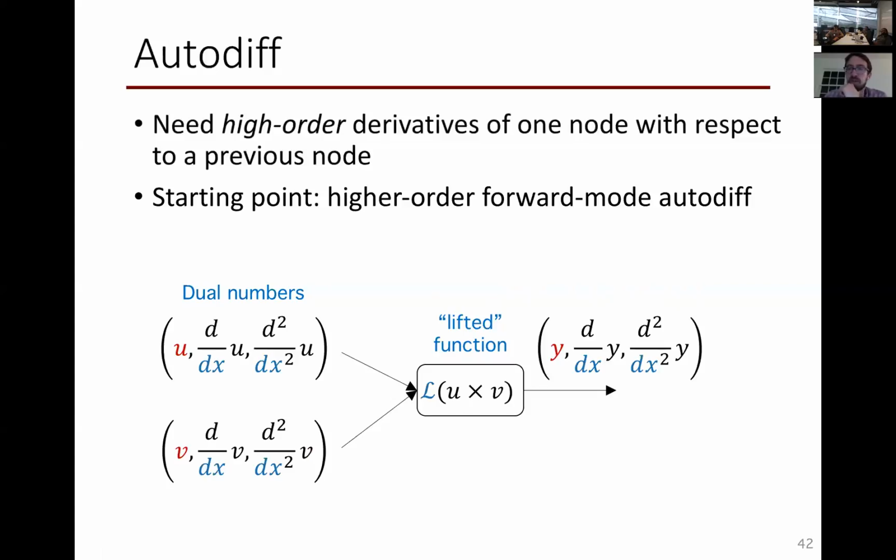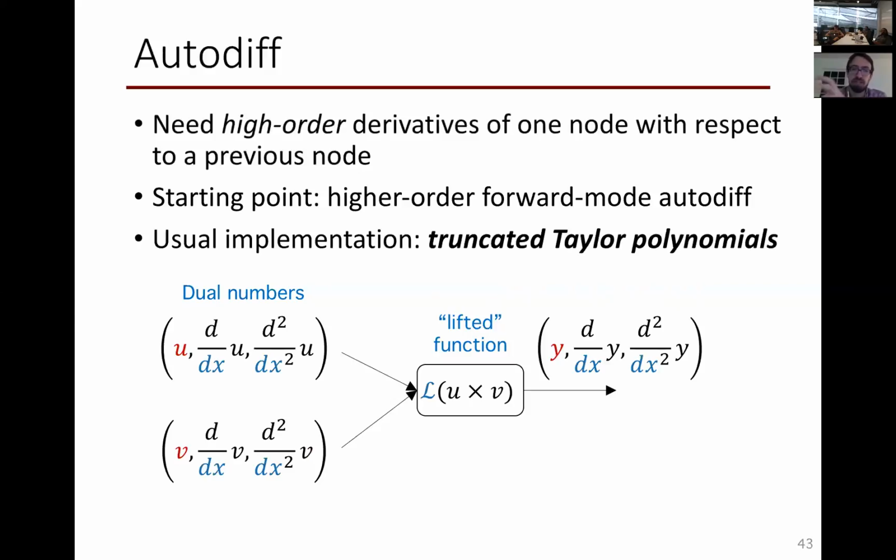For most primitive operations, this is pretty well known. They're not too hard, actually. And the actual implementation typically uses something called truncated Taylor polynomials, which is essentially just a polynomial. So we are actually going to store the dual numbers as a list, but the list is going to have the coefficients of these polynomials. And then in practice, this is typically done in a black box way, using operator overloading and function overloading.